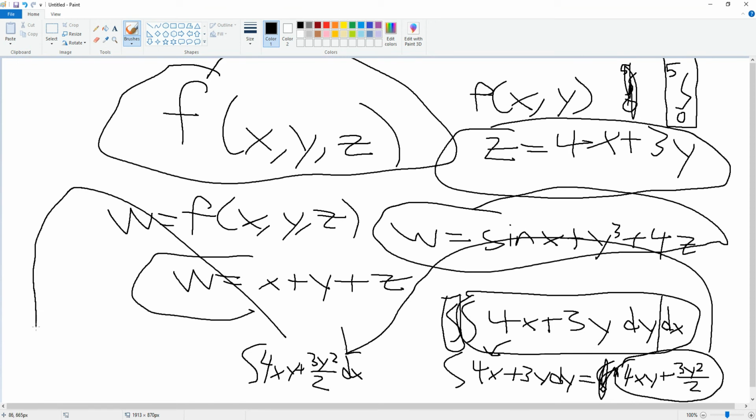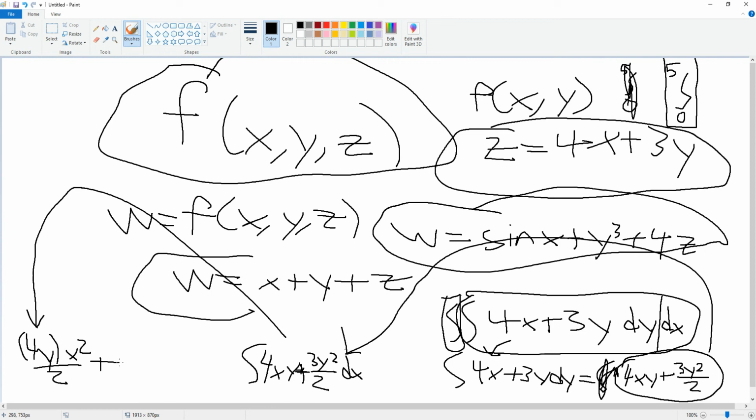And I should draw this plus sign a little better. So now we have our 4xy dx, and we can put the constant in the front. The constant will be 4y because that doesn't have an x in it. So it's just going to be 4y x squared over 2. Okay, so that's our first term.